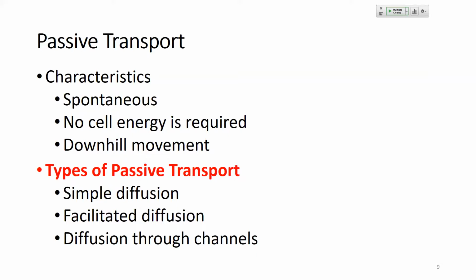Simple diffusion, nice and easy and simple. There are no transporters required, no channels required. Particles are going to be moving according to their concentration gradient, and this requires no energy. And then there's facilitated diffusion, which, as the name implies, requires some sort of mechanism, as well as diffusion through channels.